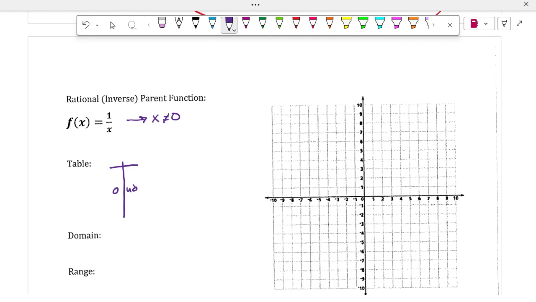Now, I like to do 1 or 2 above, 1 or 2 below. So I have -1, -2, 1, 2. If I plug in -2 for x, what's my y? -1/2. If I plug in -1 for x, what's my y? -1. If I plug in 1 for x, 1, and 2 gives 1/2.